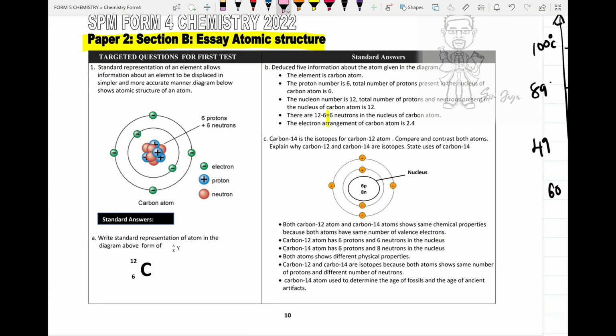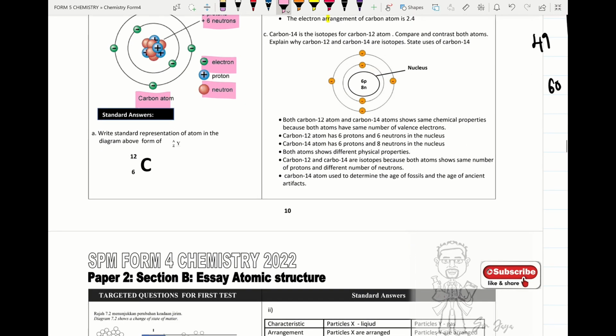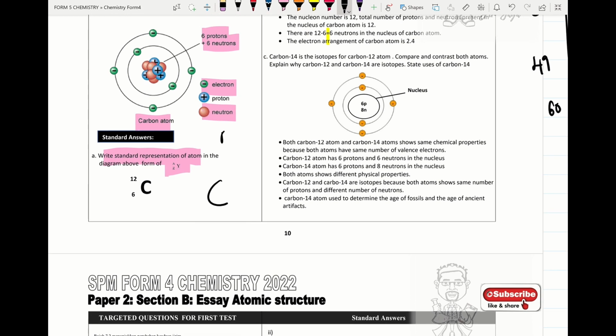All right, so read the question. The standard representation of an element allows the information about an element to be displayed in a simpler and more accurate manner. So in this diagram, given carbon has 6 protons, 6 neutrons. So these are electron, proton, and neutron. They ask us to write the standard representation of the atom in X, Y, A, Z. So the element symbol is carbon. It has how many protons? It has 6 protons, 6 neutrons, and this atom is neutral, therefore it has 6 electrons.